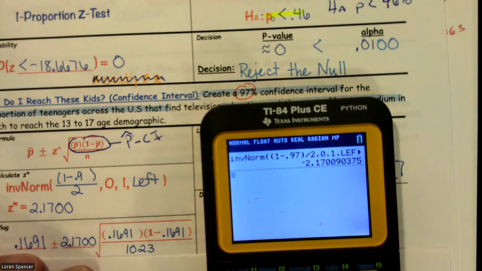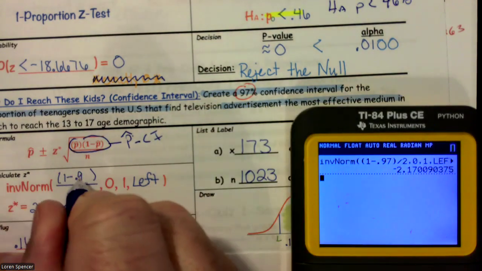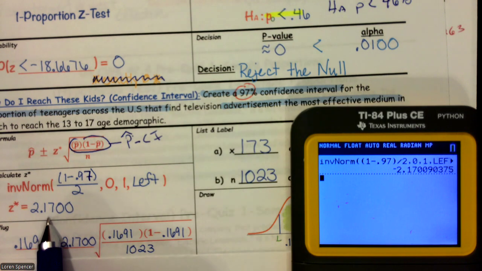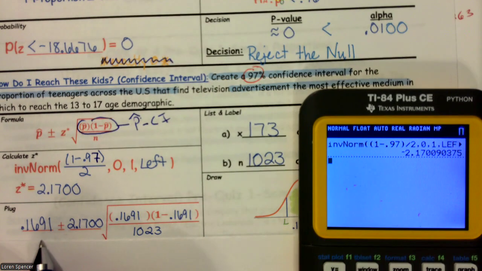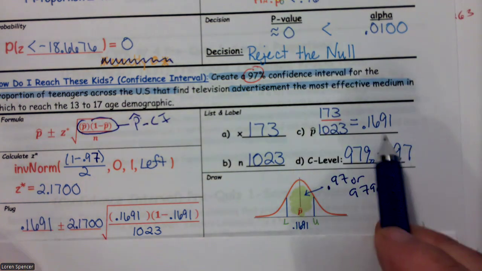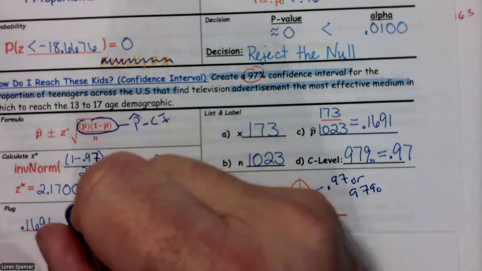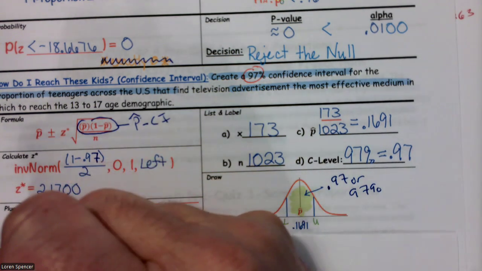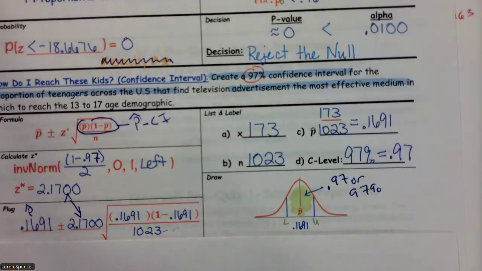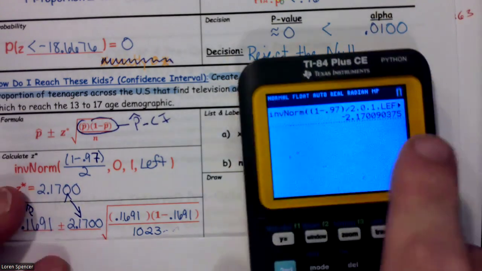And so that's what we have here. 1 minus the 0.97. And this is 2.1700. And we just plugged in our information from above. There's our 0.1691. That's our p hat. This is also a p hat, and there's our n, our sample size. All right, let's go ahead and run this test.